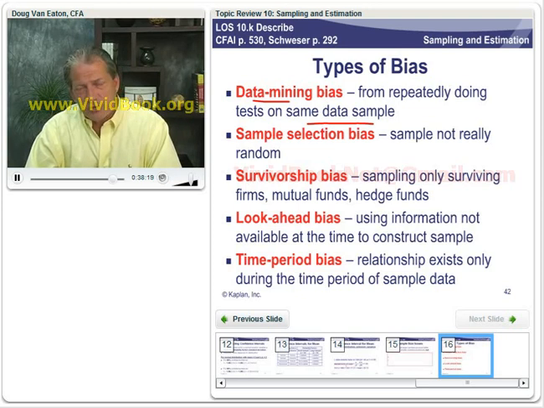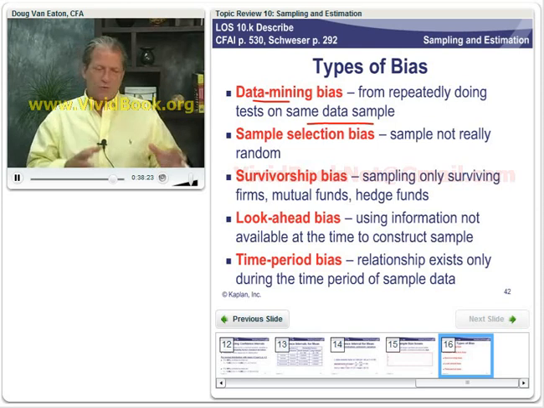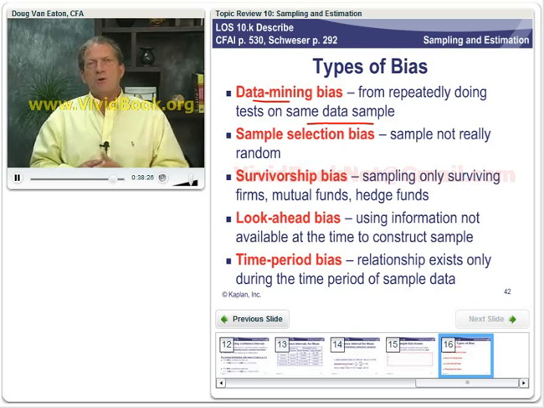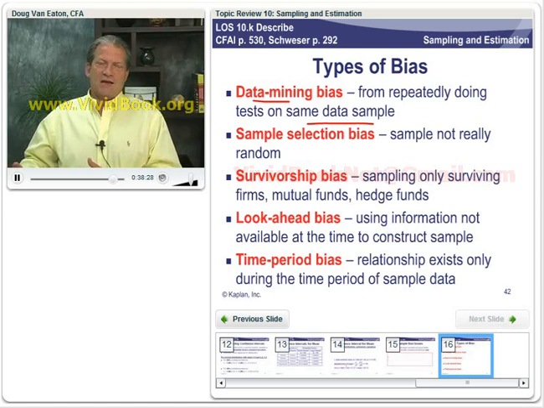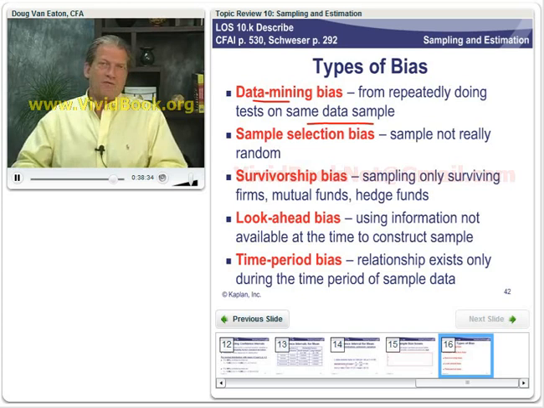And how do you protect against this? Well, you look at that portfolio construction method for one time period, but you reserve some out-of-sample data. And then when you find out, oh yeah, that worked during that time period, okay, now let's see if it worked in the 5 years after that.